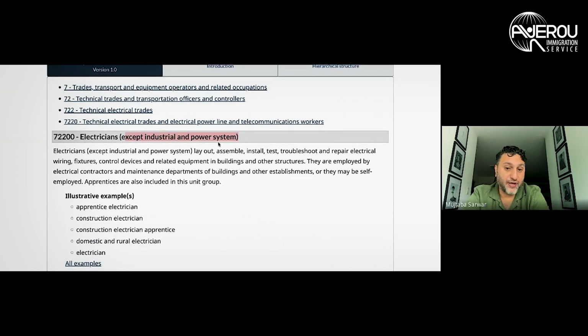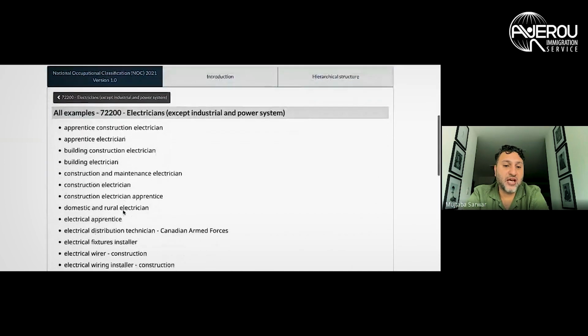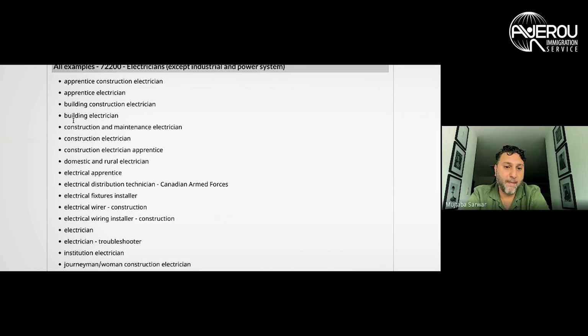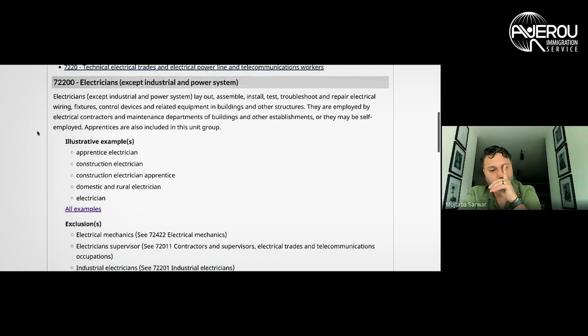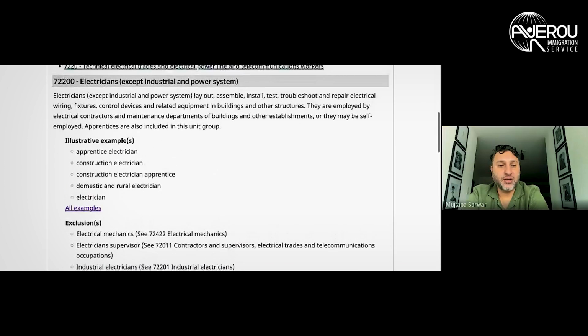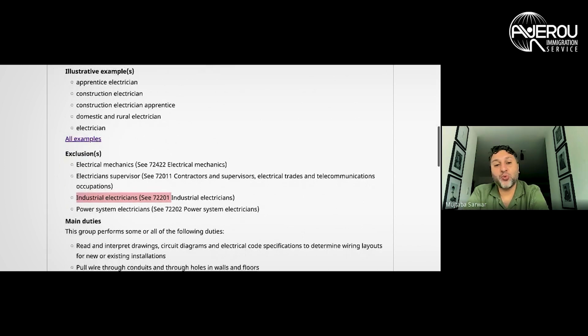in the title, and this very rarely happens in a NOC code description, they are right away saying, don't confuse this with industrial, right? Then they give you illustrative examples of what an electrician is, and you'll notice there is no industrial electrician. It's only institutional electrician, et cetera. So it doesn't show up there either. Then it gives you the exclusions, and it clearly says industrial electrician, go and see 72201, right? So that's what we did.